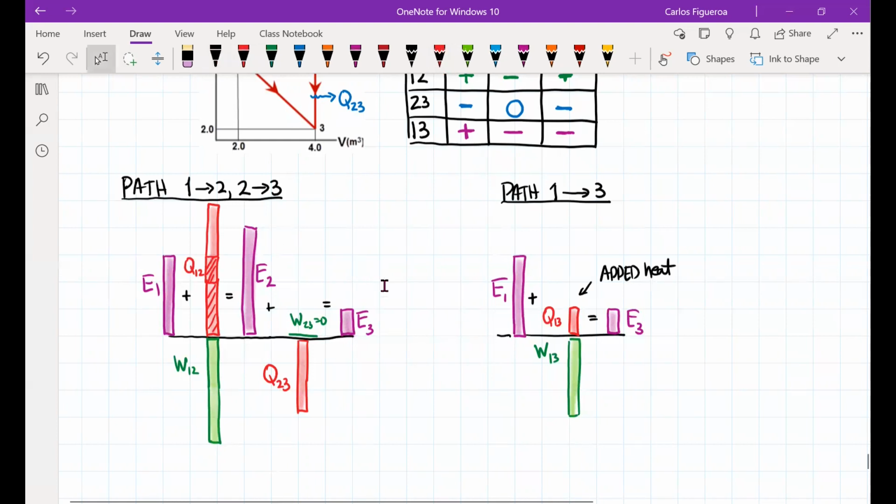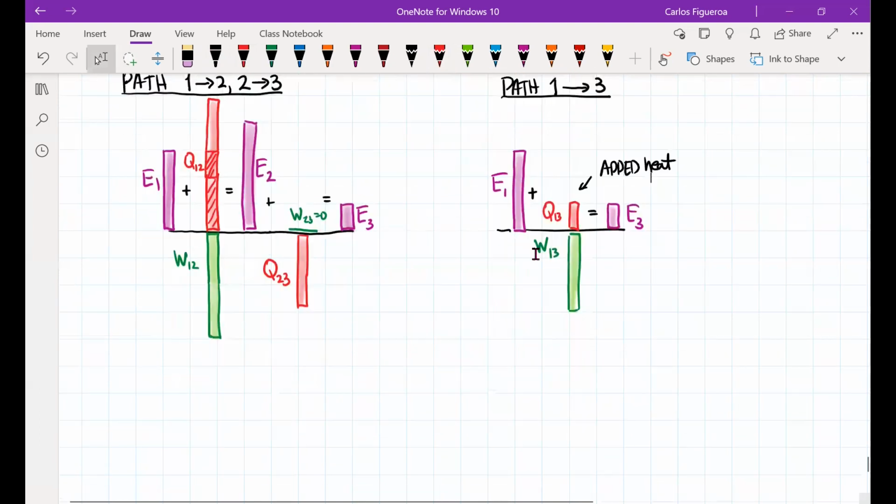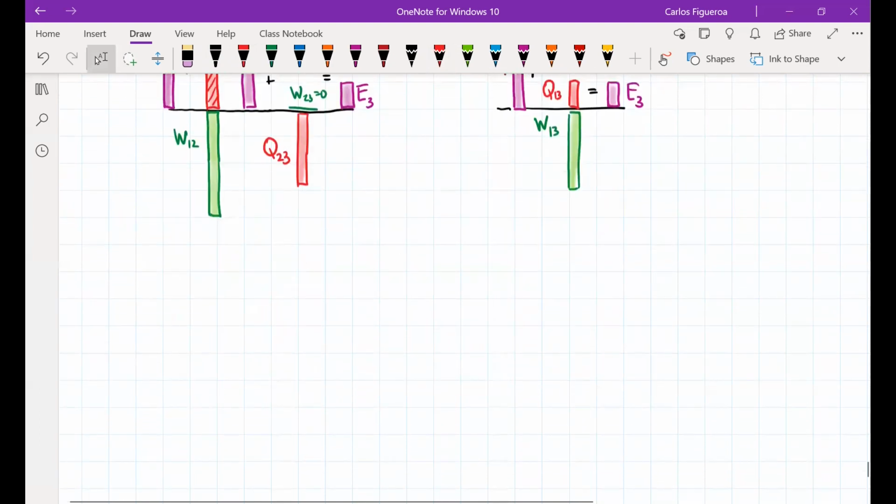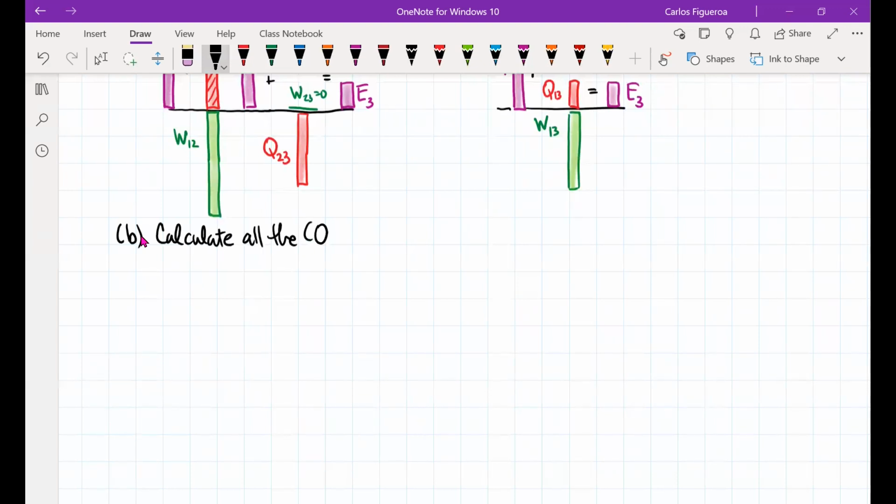So now that I have my bar diagrams, I'm going to start calculating these things. So here we go. Now let's calculate. We want to calculate all the heatings, workings, and changes in internal energy. So let's go for it. I'm going to start with the easy process, which is process 1 to 3.